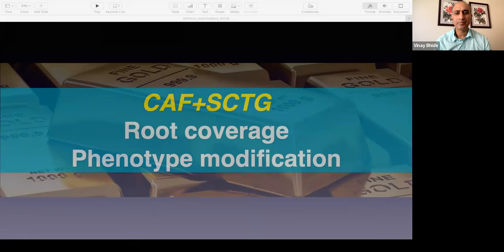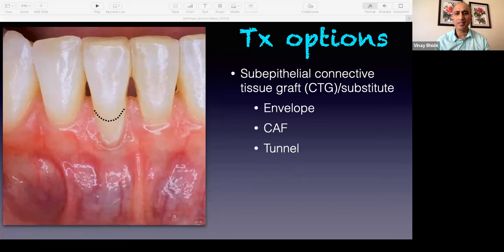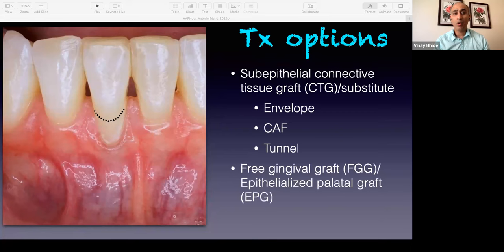So then the treatment options really for this case, we already talked about what the theoretical surgical options are, but practically, what can we do about a case like this? We can offer the patient the option of a subepithelial connective tissue graft, either with an envelope approach, coronally advanced flap approach, or a tunnel approach, or we could do a free gingival graft, also known as epithelialized palatal graft. Or, based on the patient's good oral hygiene, no treatment is always an option. Now, of course, that comes with the caveat that recession in and of itself will never spontaneously get better. If anything, over time, as we know from the works of Chambron and Tatakis, even in a mouth like this where the periodontal status is stable, that recession will likely progress, albeit slowly, over time.